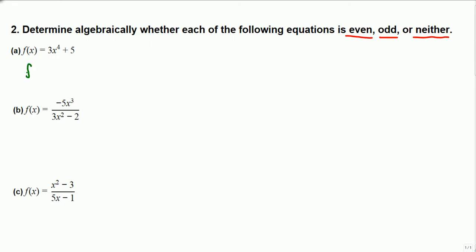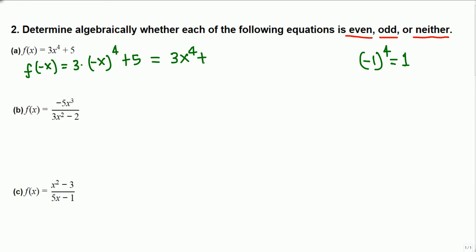Then we get f of negative x equals 3 times negative x to the fourth plus 5. Let's simplify this. 3 times negative x to the fourth, so there is a negative 1 raised to 4. When we raise negative 1 to the fourth power, negative, negative, negative, negative, an even number of times, that becomes positive, and 1 raised to 4 is 1. So basically just 1. So 3 times 1, so nothing. So x to the fourth. So this will be 3x to the fourth plus 5.